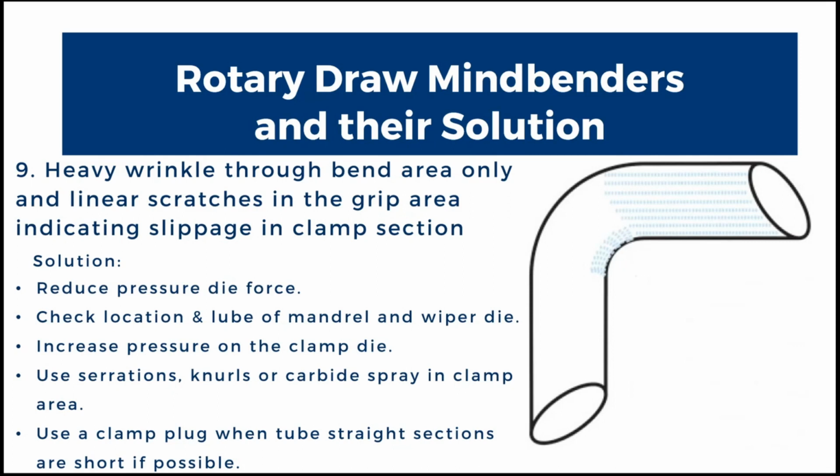After checking these initial areas of potential drag on the tube, you will want to increase pressure on the clamp die. If still having slippage, the clamp die grip surface will need to be more aggressive. Optional grip surfaces to consider are serrations, knurls, and carbide spray. You can also use a clamp plug when the tube straight sections are short, if possible.